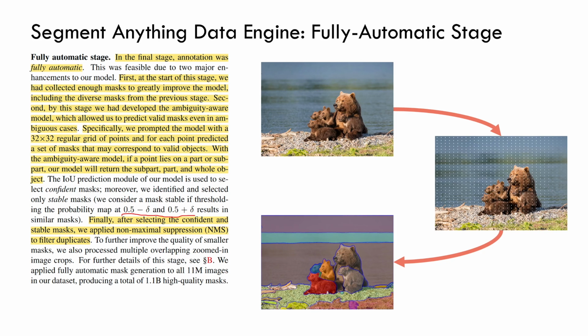Next, because we have a lot of masks, and some of them may be overlapping with each other, some of them may actually be duplicates, we need to remove some of them. So we use an algorithm called non-maximal suppression. This is very famous also in object detection. Let's review how it works.